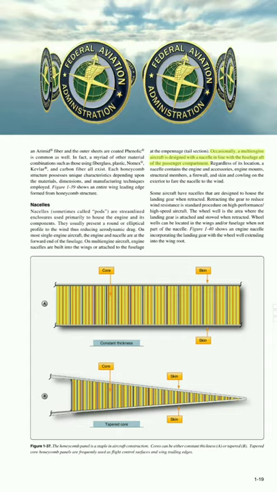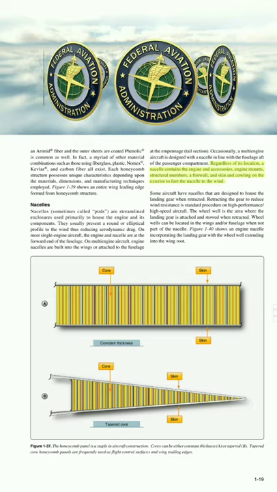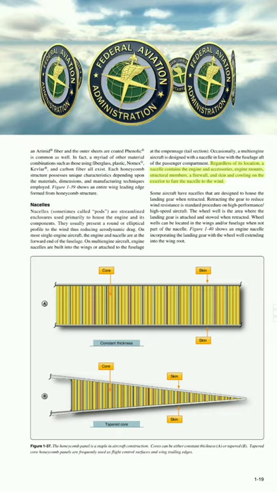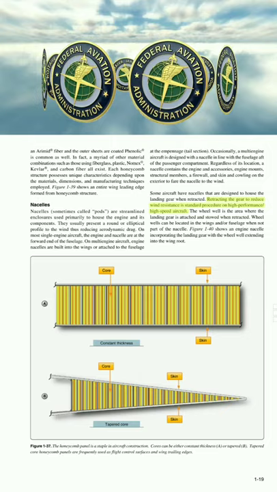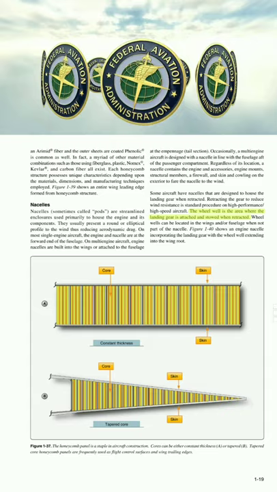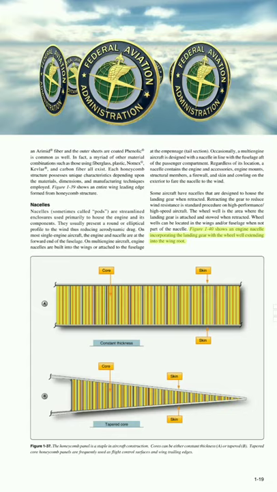Regardless of its location, a nacelle contains the engine and accessories, engine mounts, structural members, a firewall, and skin and cowling on the exterior to expose the nacelle to the wind. Some aircraft have nacelles that are designed to house the landing gear when retracted. Retracting the gear to reduce wind resistance is standard procedure on high-performance/high-speed aircraft. The wheel well is the area where the landing gear is attached and stowed when retracted. Wheel wells can be located in the wings and/or fuselage when not part of the nacelle. Figure 140 shows an engine nacelle incorporating the landing gear with the wheel well extending into the wing root.